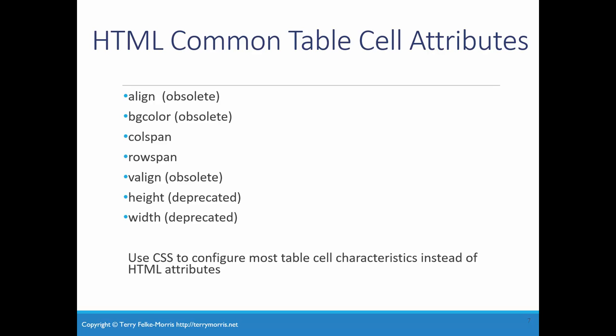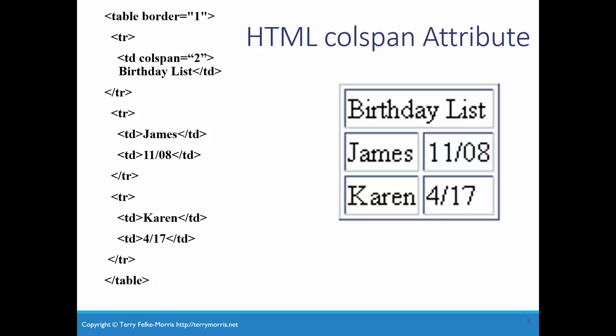Some more table cell attributes. And again, you'll notice that many of those are obsolete. In fact, other than colspan and rowspan, everything else in there is either obsolete or deprecated. Not even sure what the difference between the two is. I think obsolete just literally means they haven't been used in years. Again, we use CSS whenever possible.